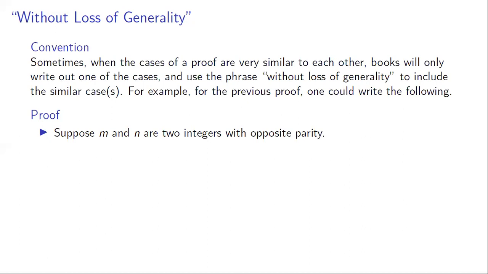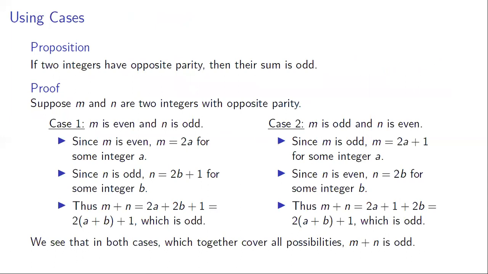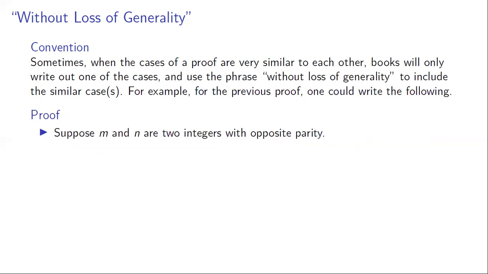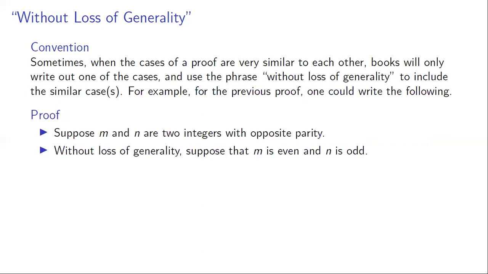For example, for the previous proof, you might have a book write the following. Both parts were very similar to each other, just the order of m and n was different. In other words, which one is even and which one is odd was the only difference. So you might start such a proof by saying, suppose m and n are two integers with opposite parity. And then the book might say, without loss of generality, suppose that m is even and n is odd.